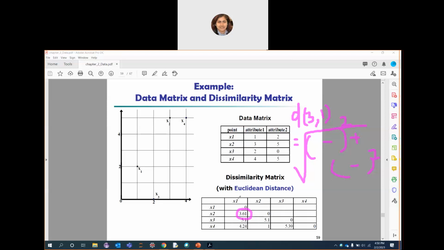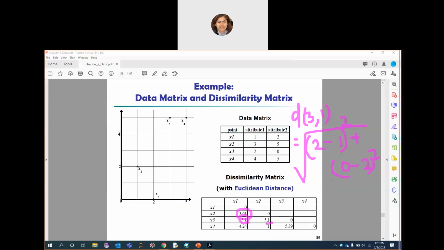So in between x3 and x1, how do you find out? So attribute 1 value, difference of that: 2 minus 1. And for the second attribute, that is 0 minus 2. Okay. So d of 3,1, you will get this much, 5.1.